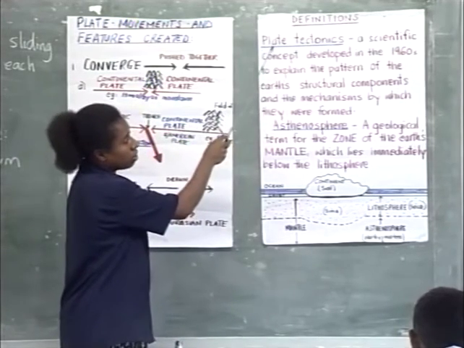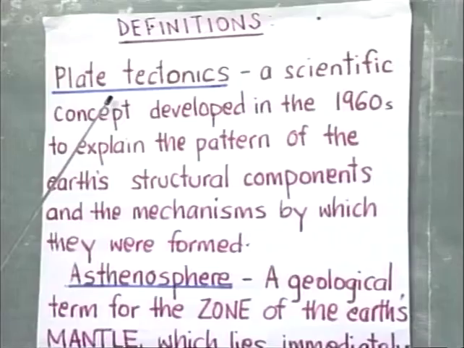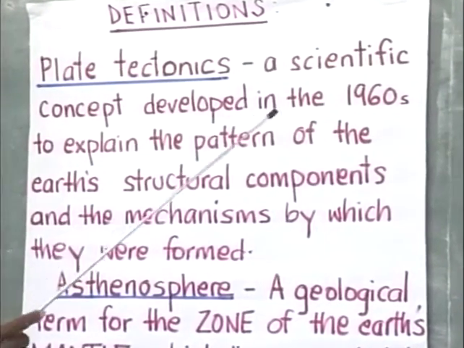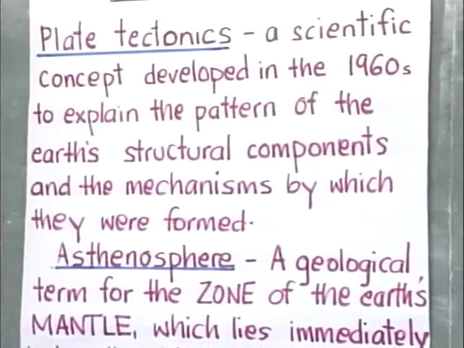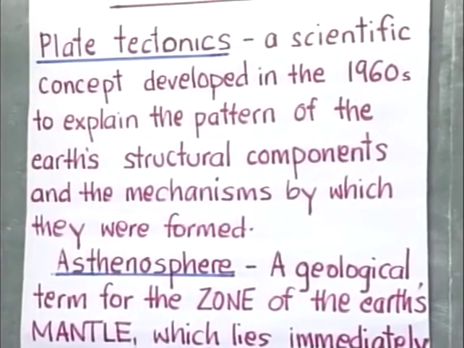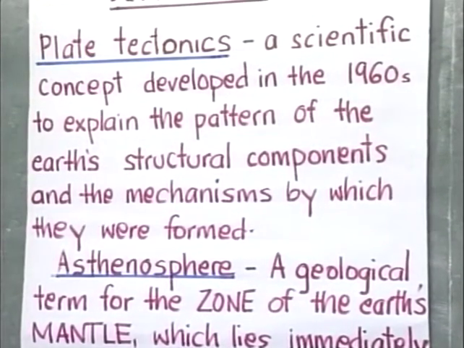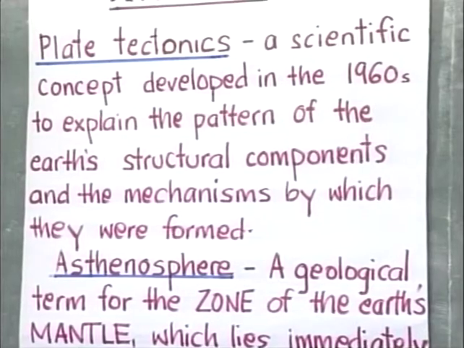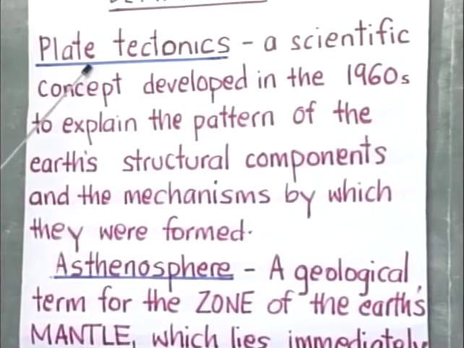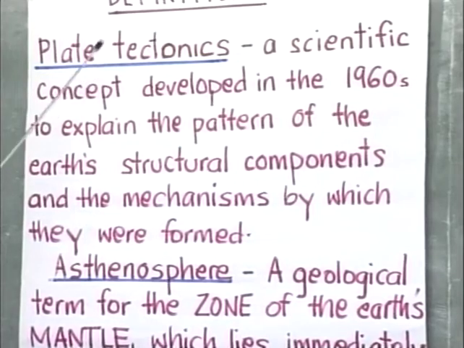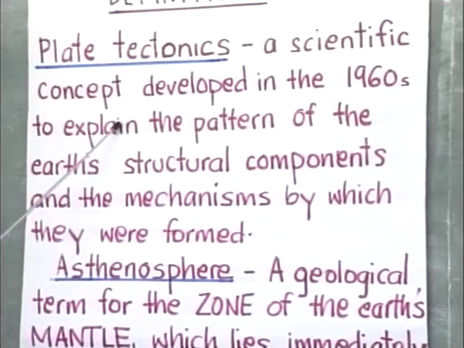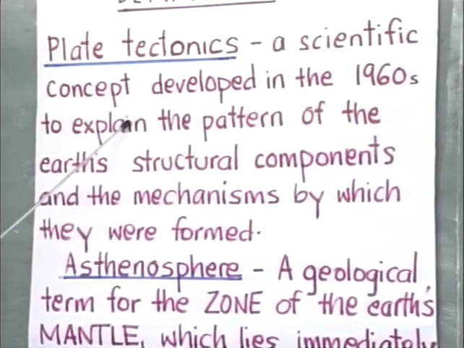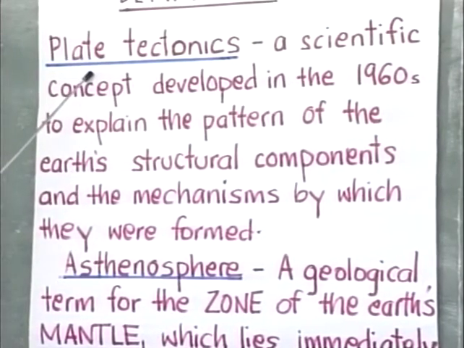So when we put plate tectonics together, it tells us that it is a scientific concept which was developed in the 1960s to explain the pattern of the Earth's structural components and the mechanism by which they were formed. And we know that this particular theory is aided by the process of convection currents within the mantle. It is the process of convection currents within the mantle that aid in the movement of plates.